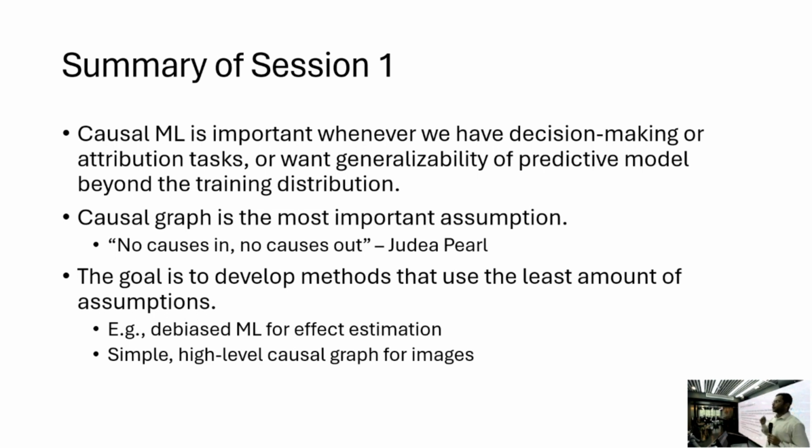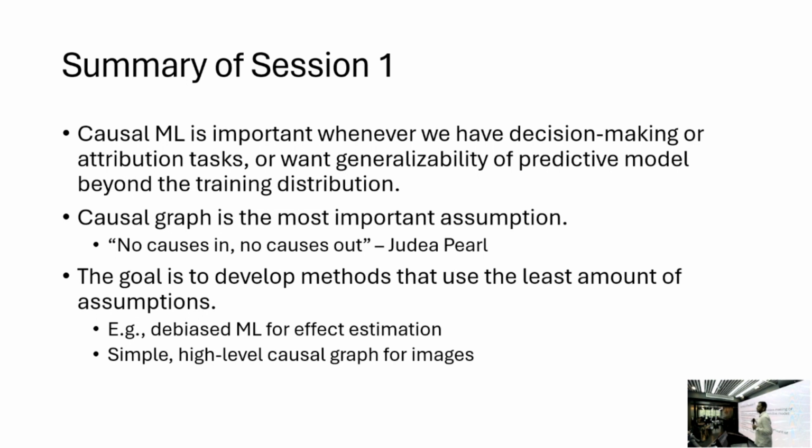The causal graph is the most important assumption. I think it was perhaps Judea Pearl who said that no causes in, no causes out, which means that this is not like a Bayesian prior. A causal graph is not a Bayesian prior that you keep increasing the size of the data set, and as n tends to infinity, the prior doesn't matter. It's not that. It would matter even with infinite data. And so this is, I think, both the benefit as well as the limitation.